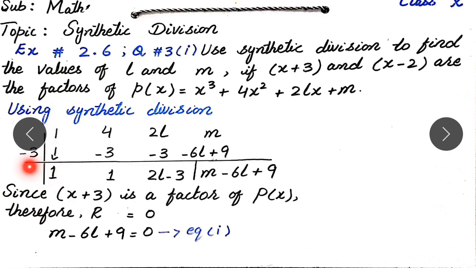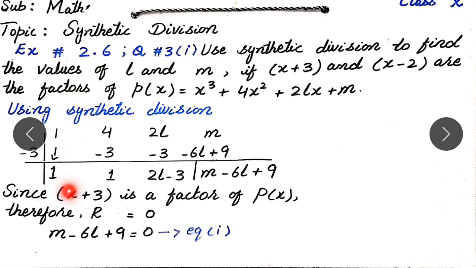First of all, we are going to make this symbol for synthetic division. Then we are going to write the first factor, x plus 3. So of course it can be x equal to minus 3. Here we can write minus 3, and you can leave a row, and here you can write the coefficients of the dividend. 1 is the coefficient of x cube, 4 is the coefficient of x squared, then 2l is the coefficient of x, and m is the constant term. Here there is no missing power, so no 0.